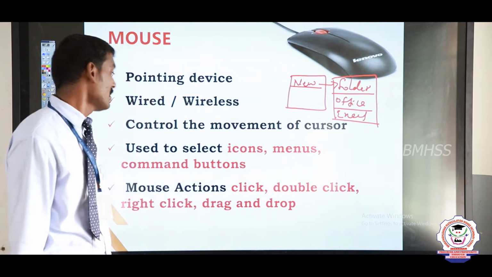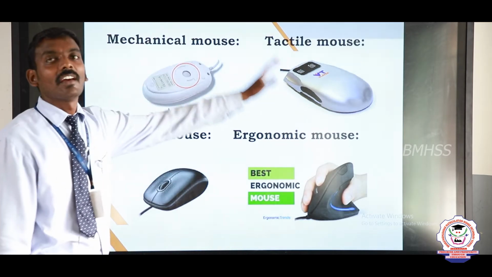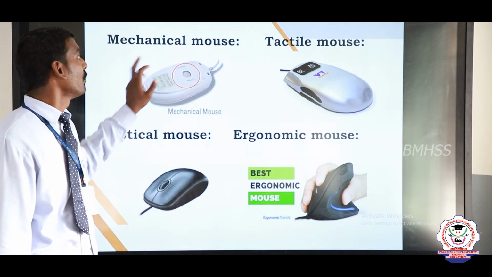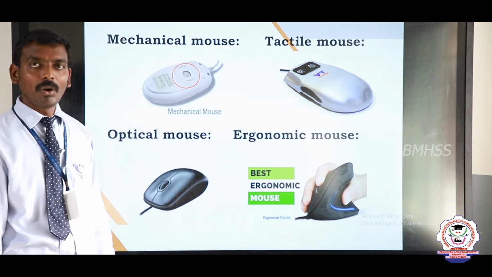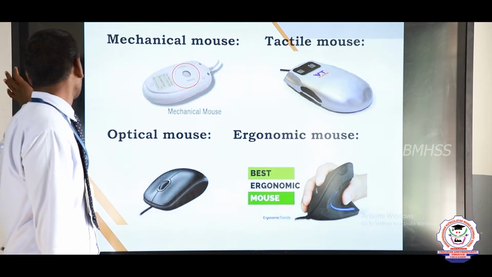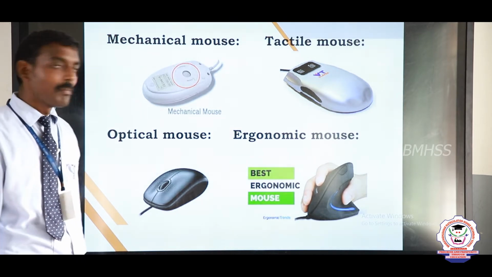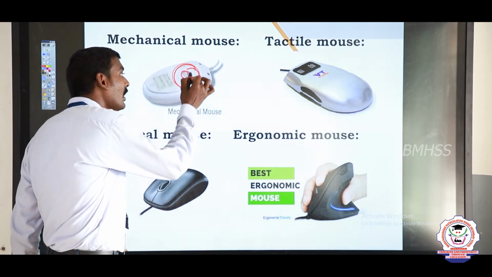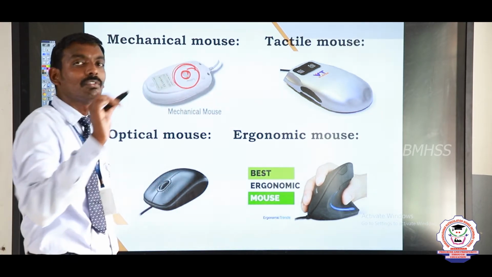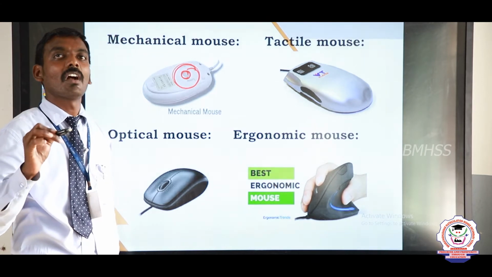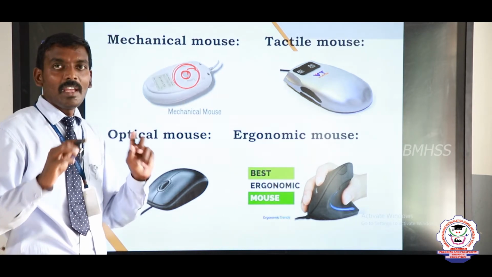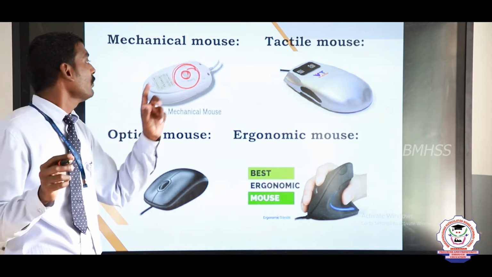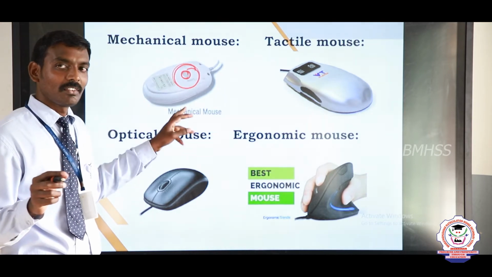Are you clear, students? Next, these are the several different types of mouses. The first one is the mechanical mouse. What is that mechanical mouse? The mechanical mouse has a ball. This ball is mainly used. The mouse rotation is fully based on that ball. Based on the ball movement, the pointer moves from one place to another on the screen.